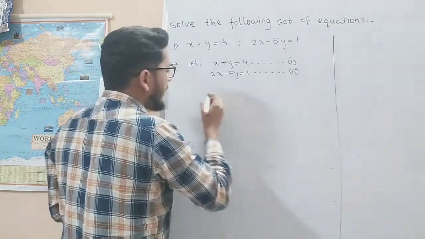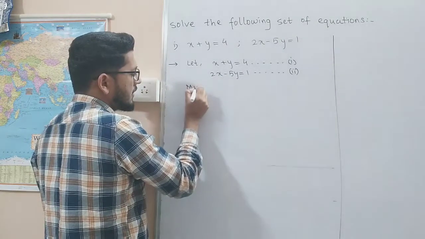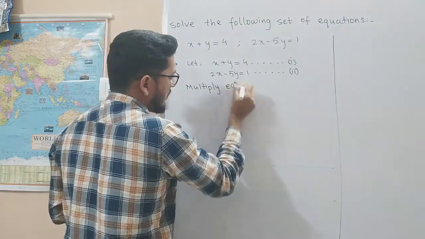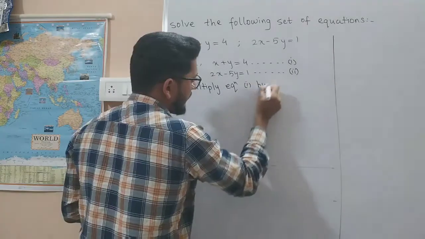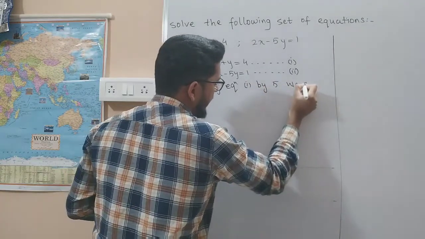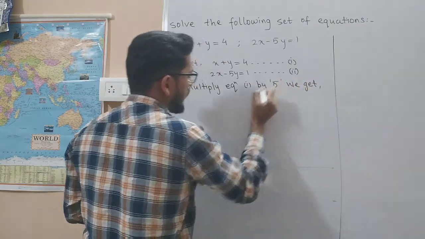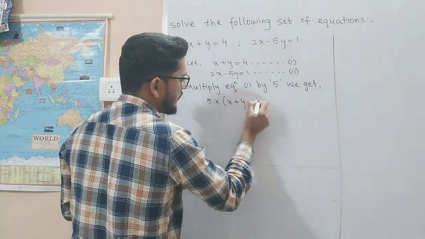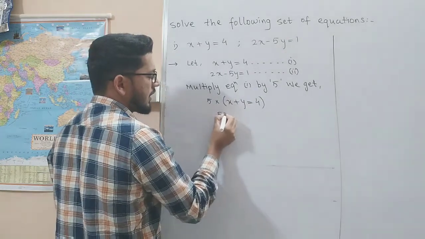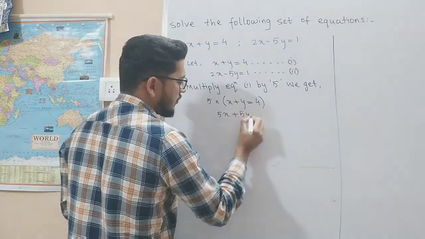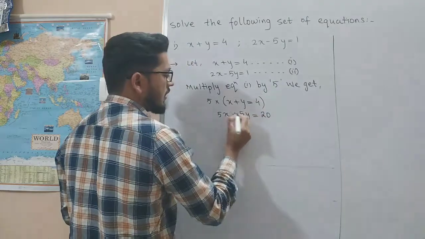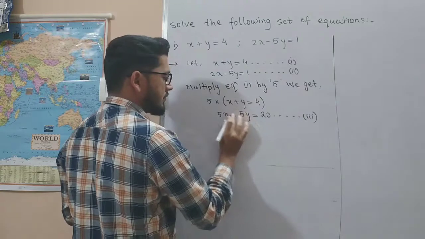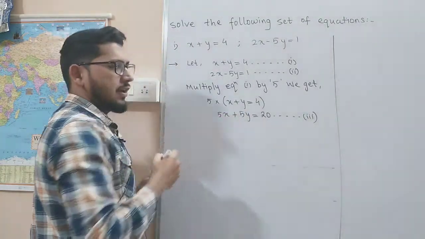So how will we simplify? First we will write: multiply equation 1 by 5, we get 5 into x plus y equal to 4. Then 5 into x, 5x plus 5y is equal to 5 fours are 20. Call this equation number 3. 5x plus 5y equal to 20 हो गया.